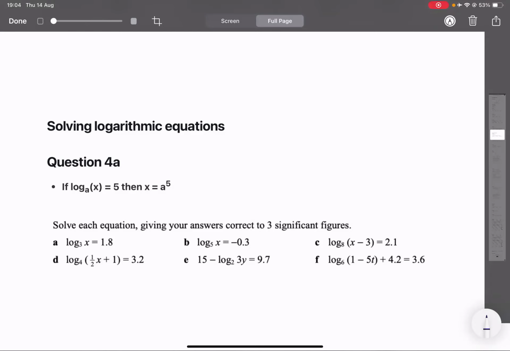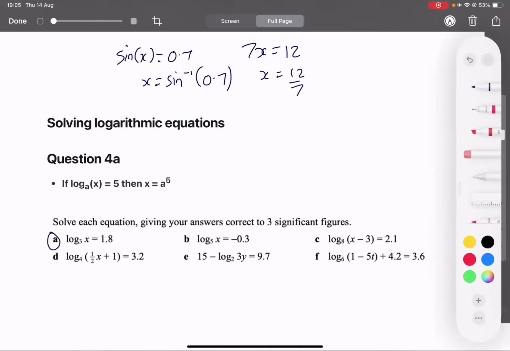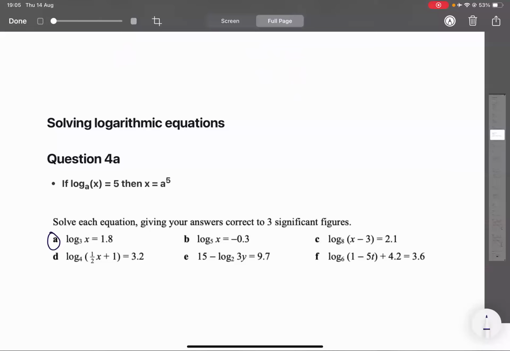Wait, I can't remember if we did this before, but there's a little note above it anyway. So for part A, do you remember how you would do it to get x? I think we just touched on it at the end. So we started talking about how if I have 7x equals 12, then x equals 12 over 7. If I have sine x equals 0.7, then x equals inverse sine 0.7. So anything in maths, to move something around, you do the inverse, right? Yeah. So does that remind you what the inverse is of a log?